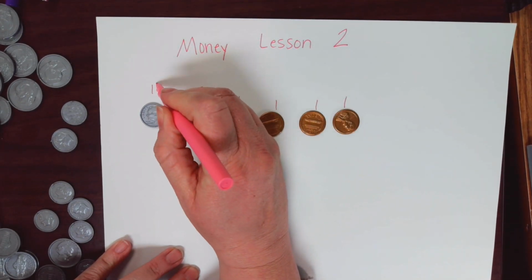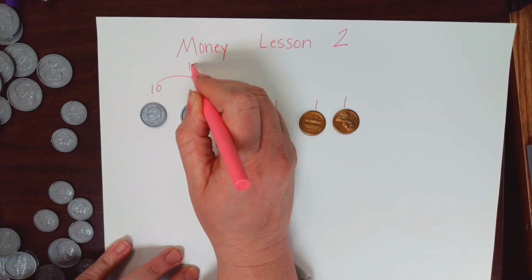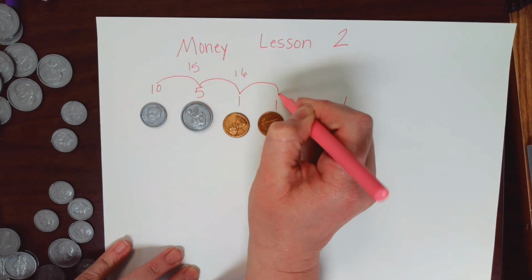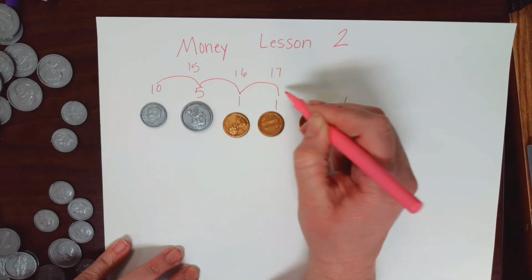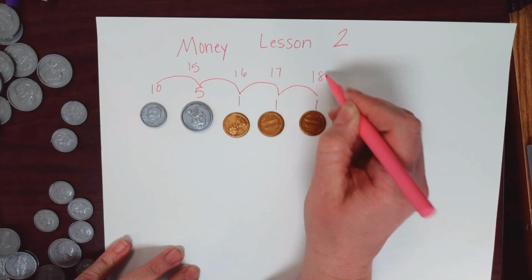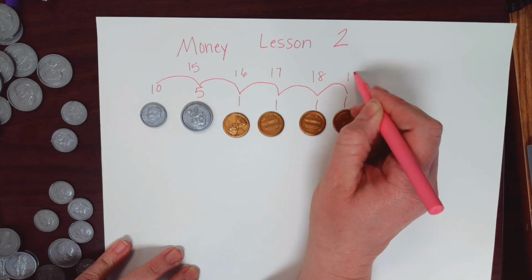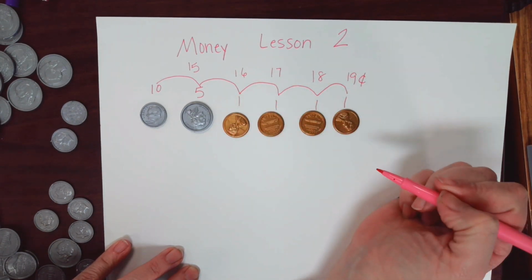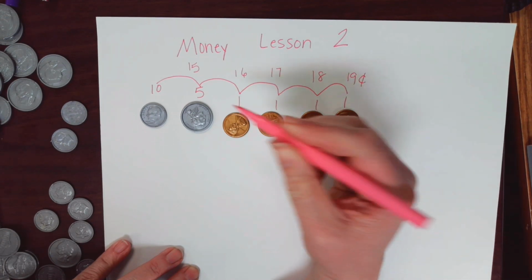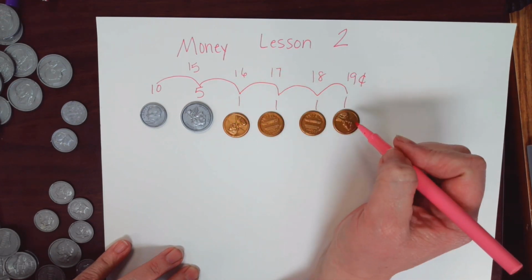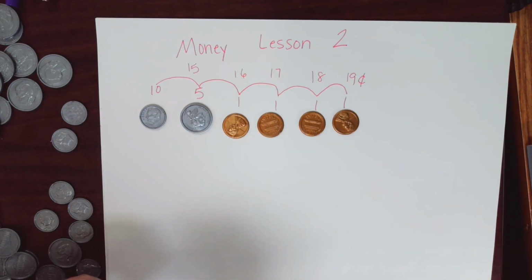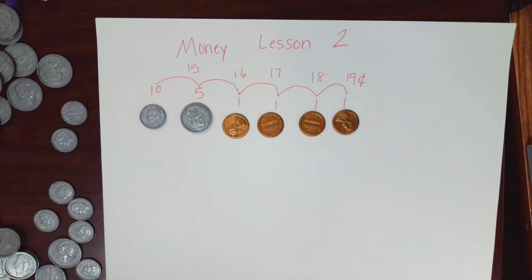And then you can jump. So I know from here to here, that's 15 cents. From here to here, that's 16 cents. From here to here, that's 17 cents. From here to here, that's 18 cents. From here to here, that's 19 cents. So I have 19 cents with this group of coins. Now, if this reminds you of anything, it's like a number line, how we jump forward or jump backwards without the numbers, and we show our hops.